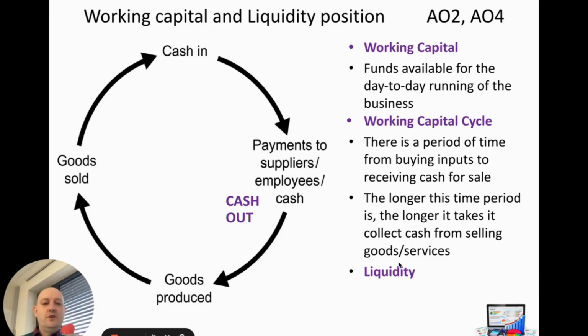And this leads us on to liquidity. Liquidity is how quickly assets can be turned into cash. And you can see that we want to turn these raw materials into cash, but this is going to take us some time. So again, with credit terms, if we give trade credit to customers, then we're going to have longer for the cash to come in. But if we get trade credit from suppliers, then this cash out can actually be later in the process because we don't have to pay them until later.